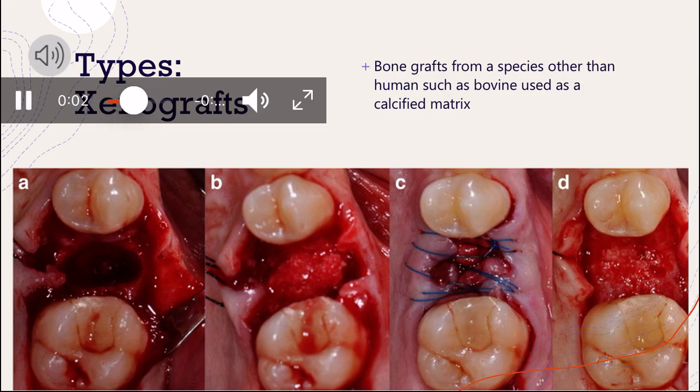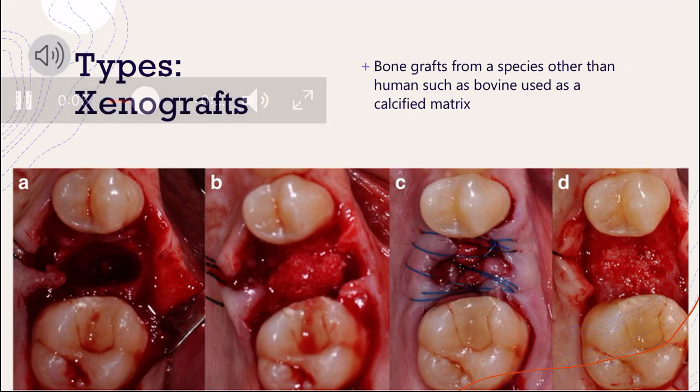Xenografts are bone grafts from a species other than human, such as bovine, and are used as a calcified matrix.